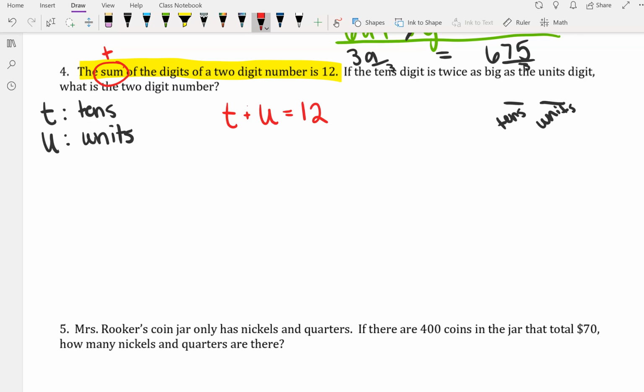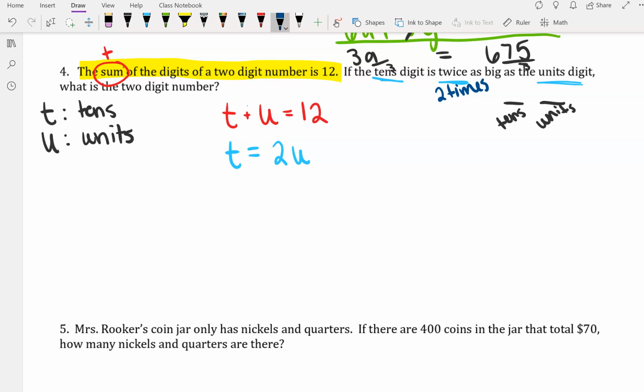That's my first equation. My second equation is going to be this second sentence. If the tens digit is twice as big as the units digit. So the tens is twice as big as the units digit. Twice is the same as 2 times the units digit. Twice means 2 times. I don't want to write x because that looks like a variable. So 2 times is what twice is.